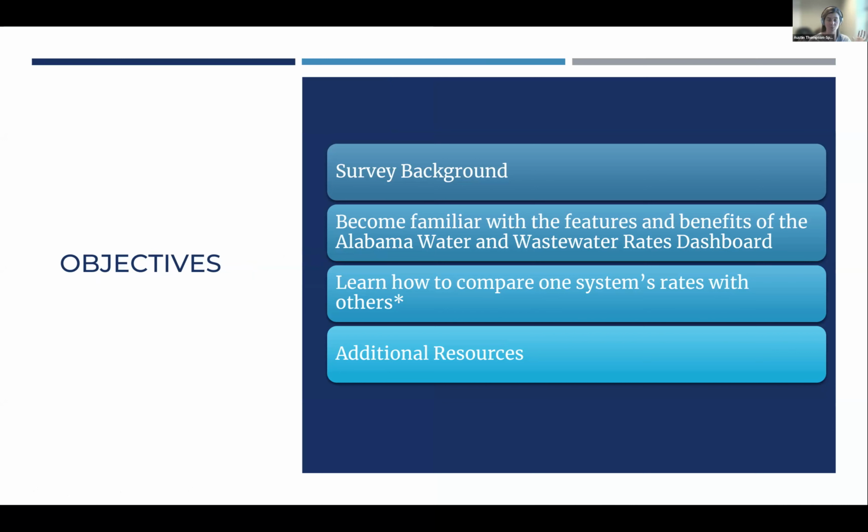We know that utilities want to compare rates, and so we want utilities not necessarily to just compare to the system that's right next door, but try to compare to a system that is similar, right? That maybe has characteristics that shape their cost of service, and thus is maybe a better comparison whenever we're thinking about side-by-side rates. And then I'll talk about some additional resources that might be helpful within the context of communicating about rates, or thinking a little bit more holistically about the financial sustainability of a water or wastewater system.